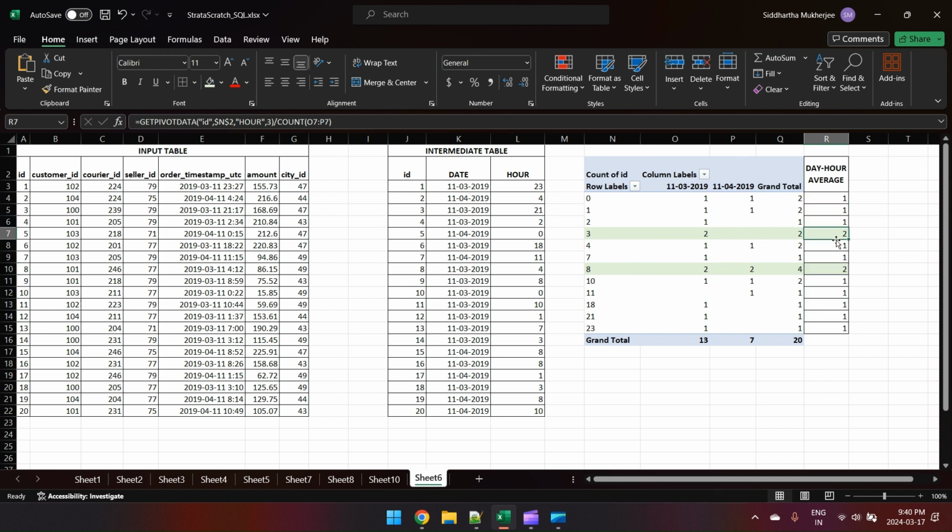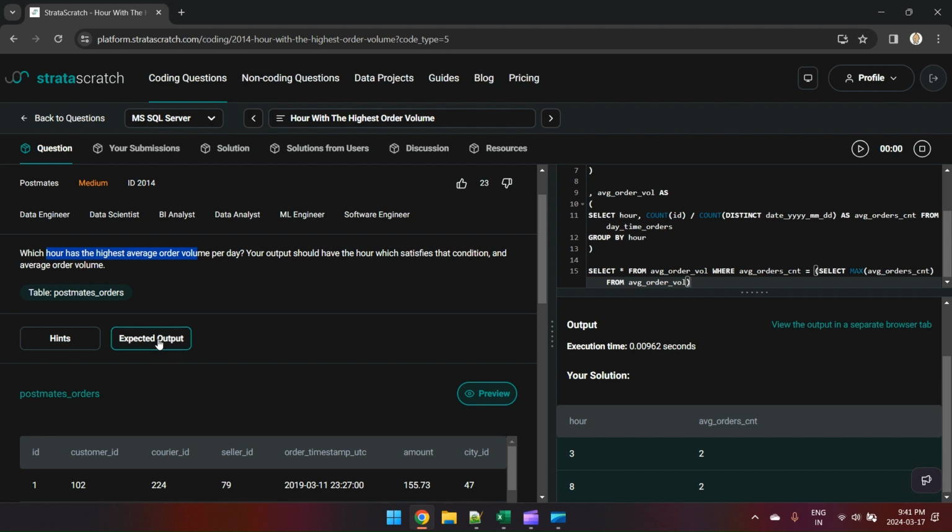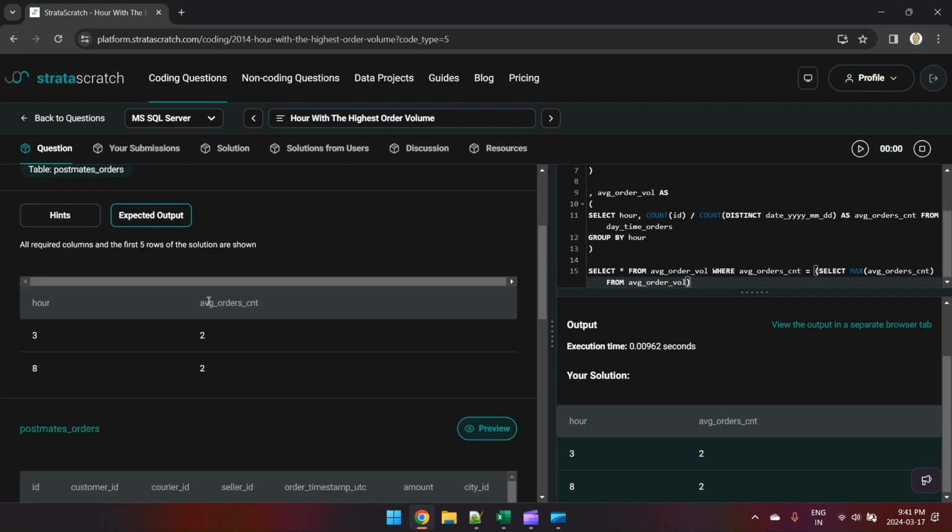Now since they want us to output the highest hourly volume, we can simply eyeball this table and say that the highest hourly volumes happened between 3 a.m. and 4 a.m., which is this row, and between 8 a.m. and 9 a.m., which is this row. So our final output would be, in the time window 3, hourly volume was 2, and in the time window 8, the hourly volume was 2 as well. And that is what they have given us here as well. If you see, hour and average orders count: 3, 2, and 8, 2.